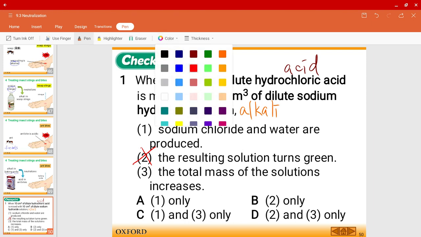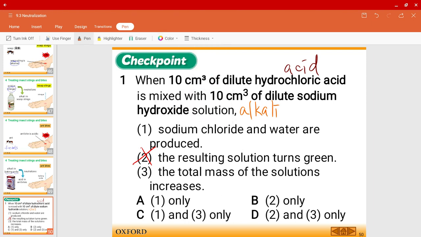Option 3, the total mass of the solutions increases. Is that true or not? No, it's not. In the previous video, I mentioned how mass is conserved in neutralization. So in the beginning of the reaction, say for example, if the total mass is 20 grams, at the end of the reaction it should also remain 20 grams. So the total mass would remain the same throughout the reaction. So this is wrong as well. So the only correct answer is option 1, which is A.